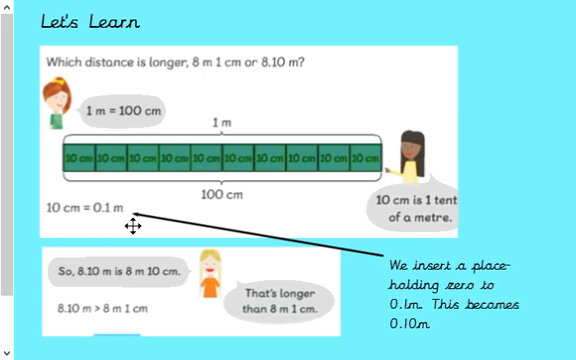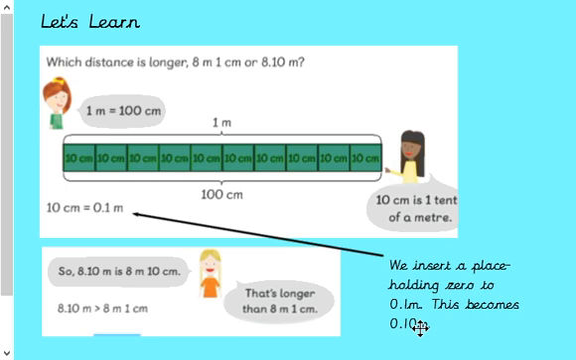Another way, and I've put a little note here, is to remember that you could, if you wanted to, you don't have to, insert a place holding 0 after the 1. And it becomes 0.10 meters. It is exactly the same. It doesn't matter if you put a 0 afterwards, but you might find it more comfortable to put that 0 in.